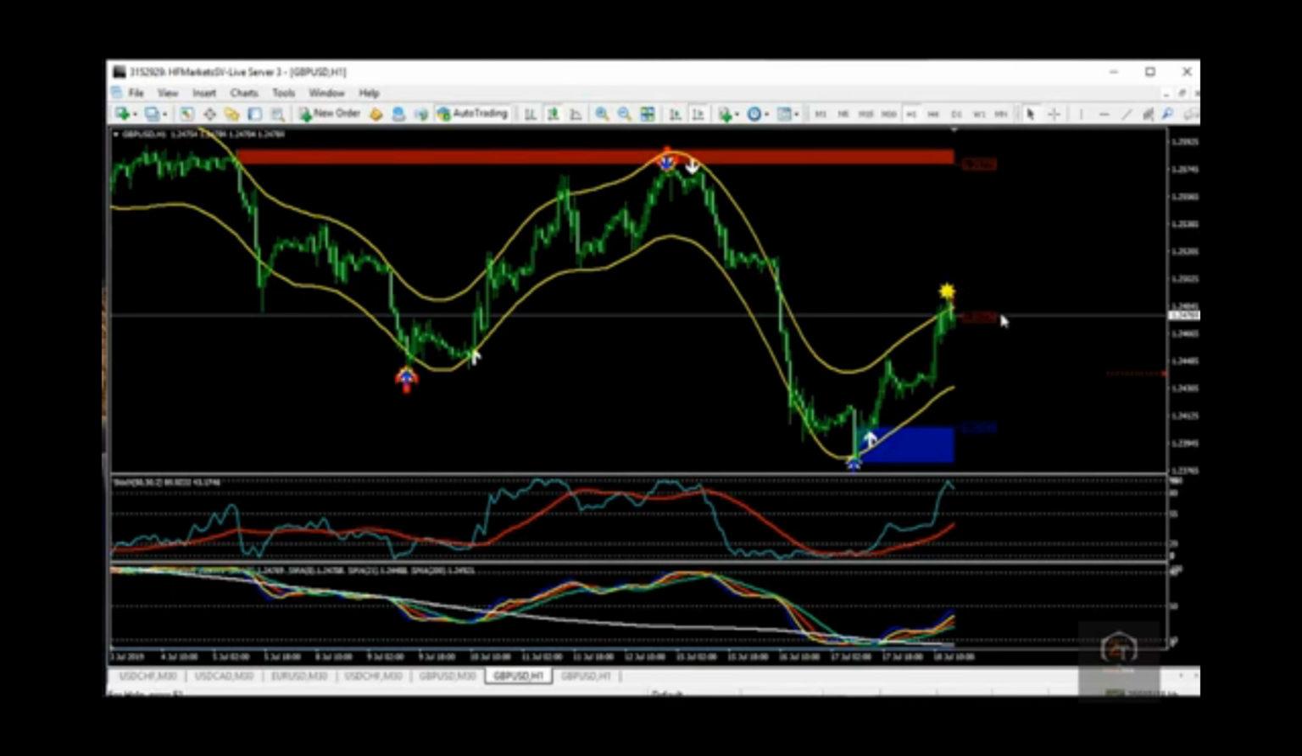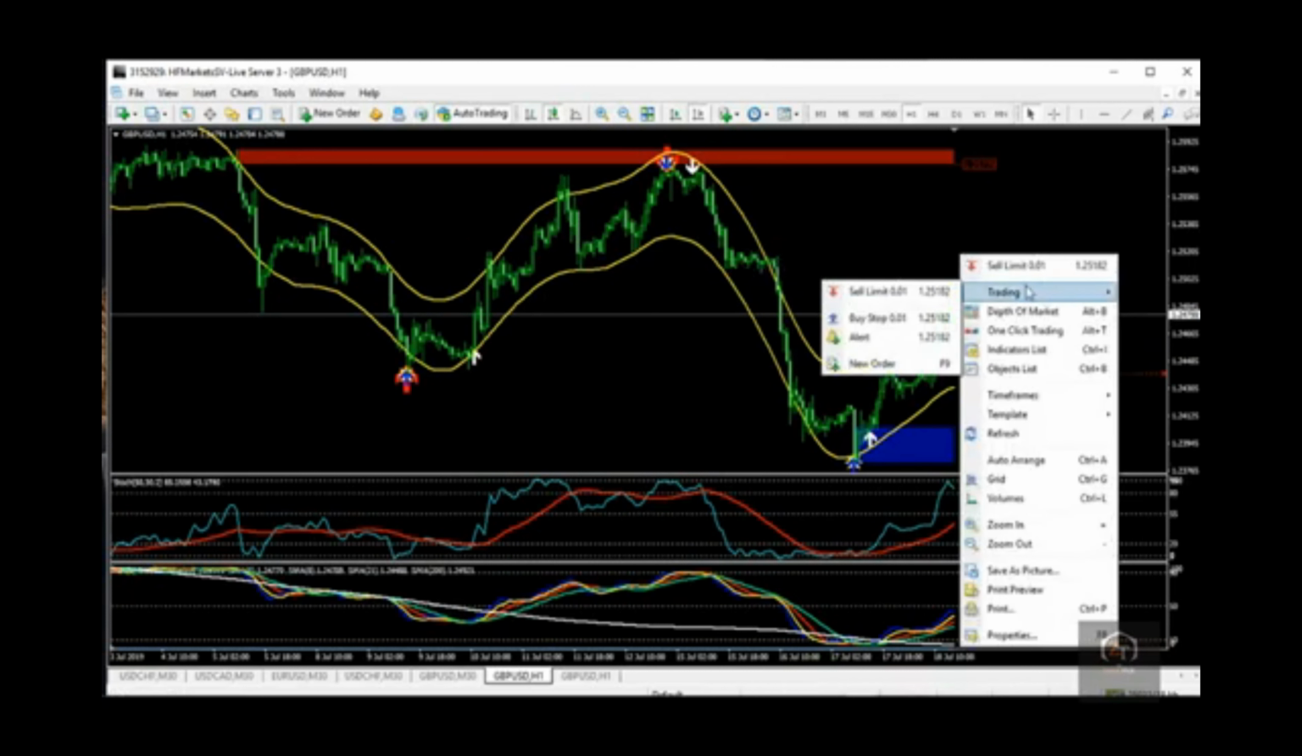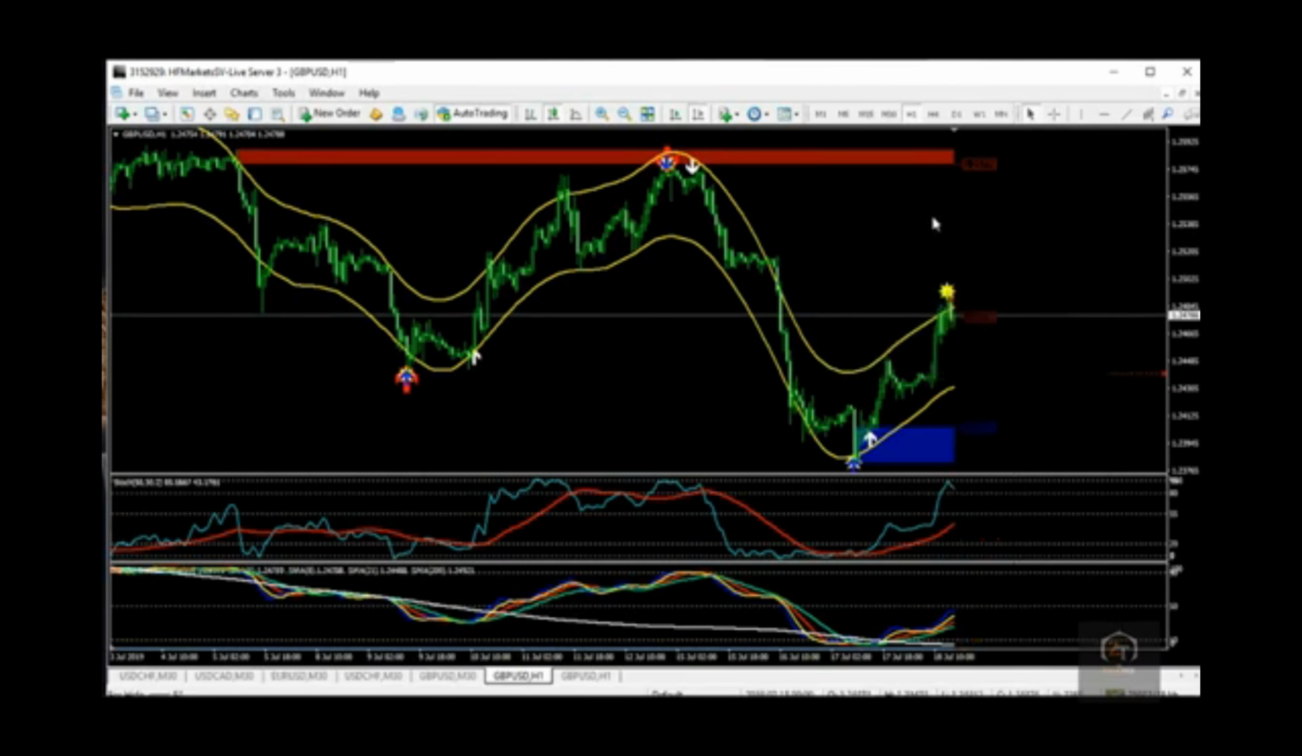Or if you want to go for retracement, whenever a trade touches this consolidation zone, that is the resistance zone here, right click, you can place a sell limit. Whenever it touches there, it will retrace again. That's how you can do that. You have a lot of tricks to do so.